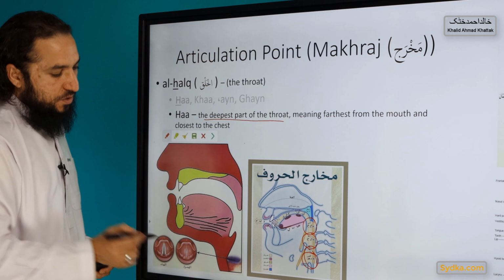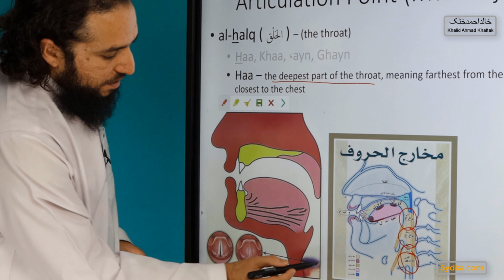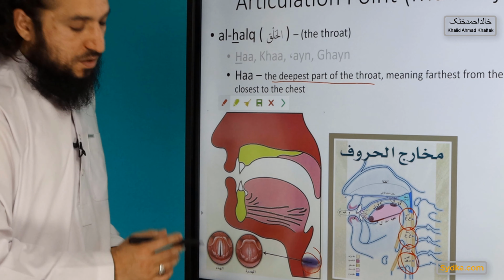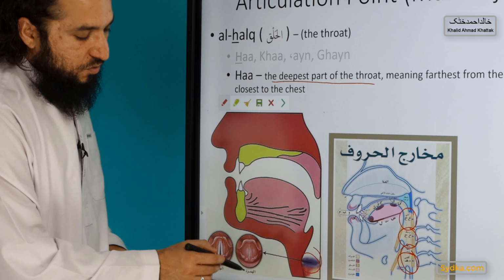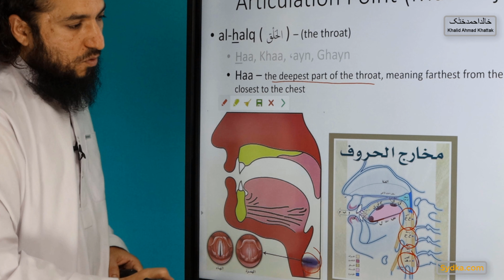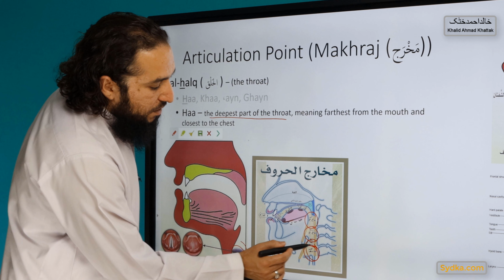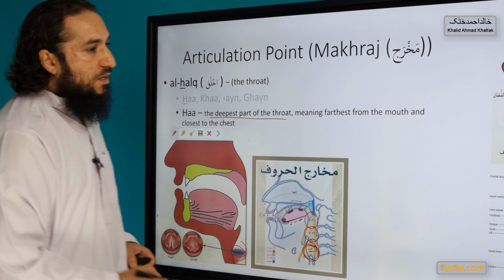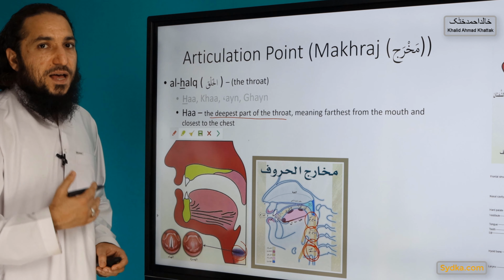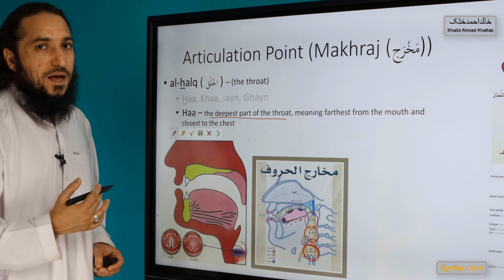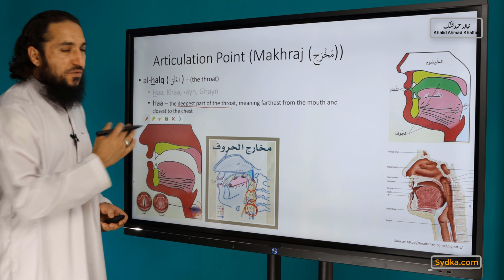That's the articulation point. And if you see in Ha, the vocal cords are slightly open compared to another one, Hamza, where it's almost closed. So the vocal cord remains slightly open, but it is pronounced from the deepest part of the throat. As the sound is Ah, and the letter is Ha, okay? Different than the other Ha.